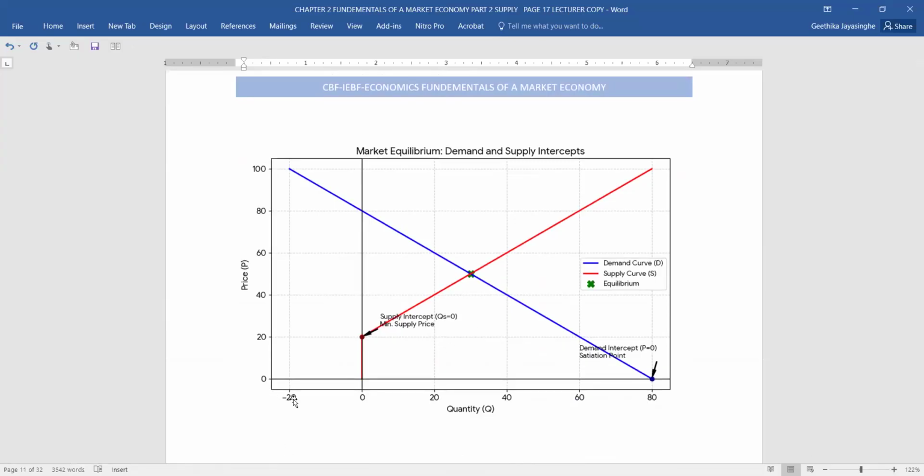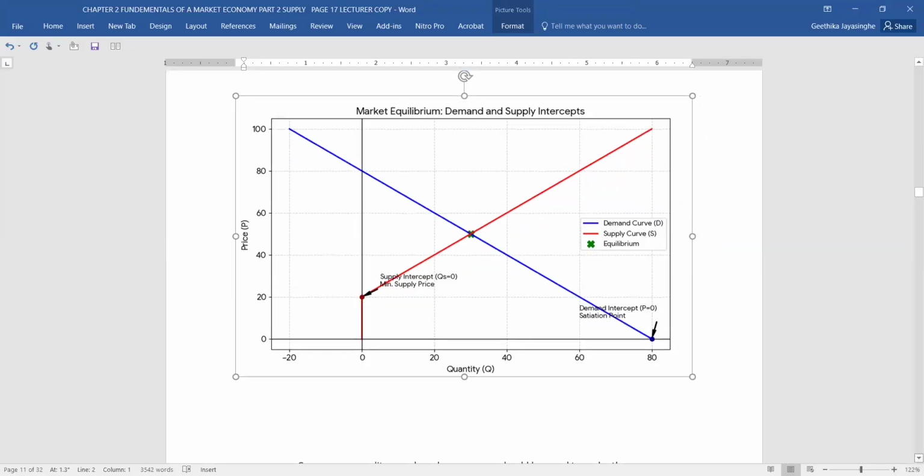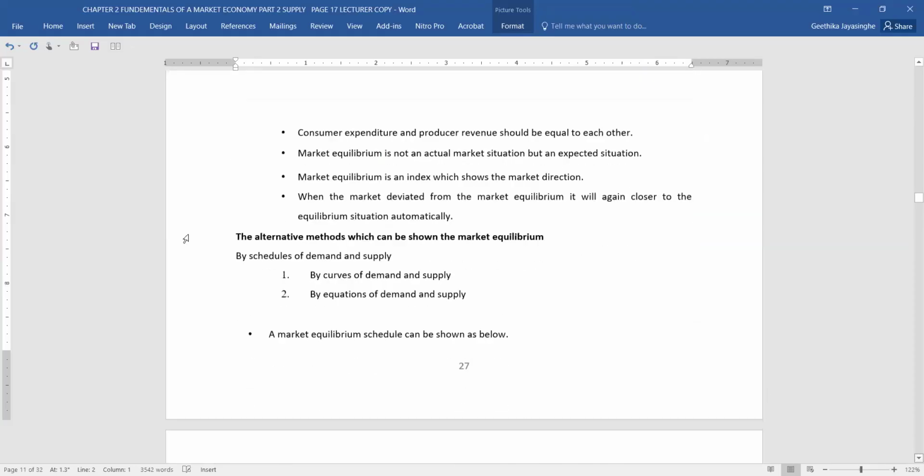This graph is available to you. As you see, this is your vertical axis, this is your horizontal axis. This upward sloping curve is your supply curve, and this downward sloping curve is your demand curve. At one point they intersect. At that time, your cost will be equal to revenue. It's a starting point. This is available in your note, so let me give further detail. These are explanations, but we will be studying the practical aspect.